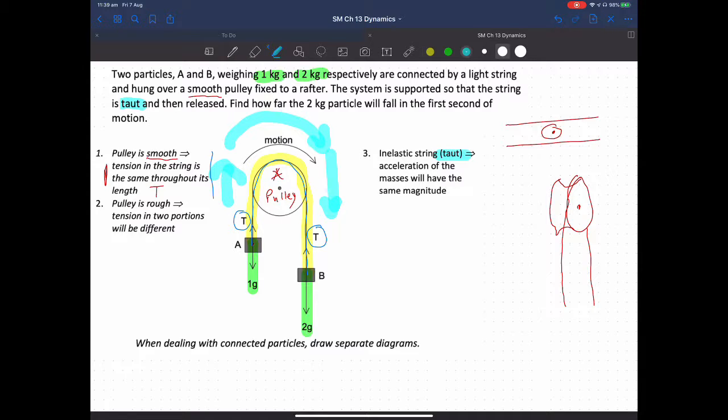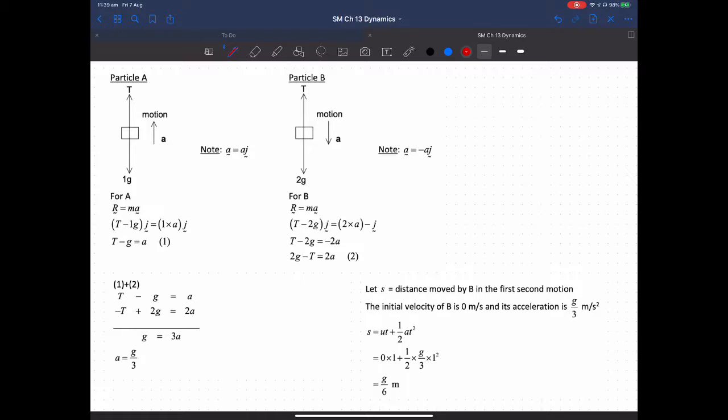Now we're going to look at the 2 diagrams that we would draw to solve this problem. If you look at our 2 diagrams, particle A, which has the weight of 1 kilogram, shows the 1g going down, and the tension in the string up, because this was moving in an upwards direction, and acceleration we've got going up in the positive j direction. Like we've done in previous exercises, we can say the vector for A is equal to the magnitude of A times j.